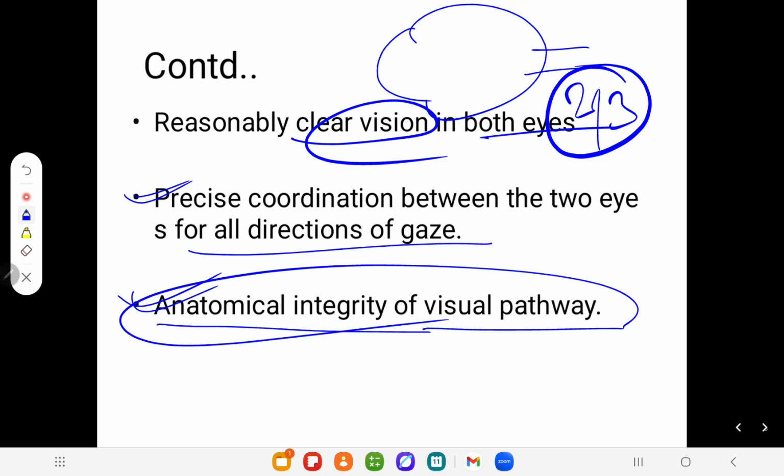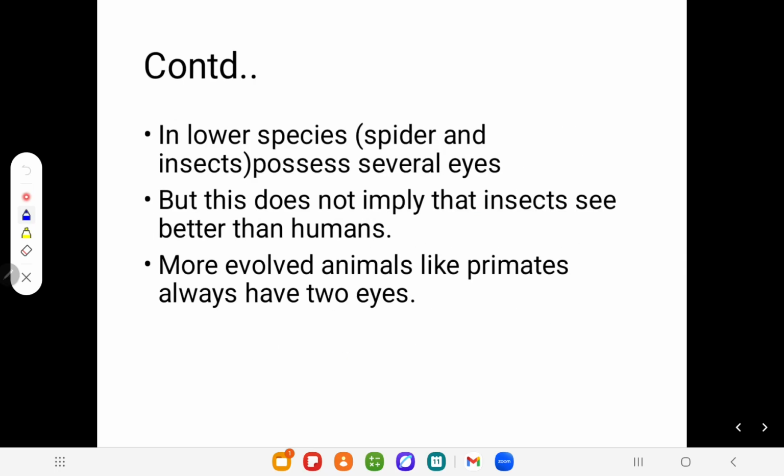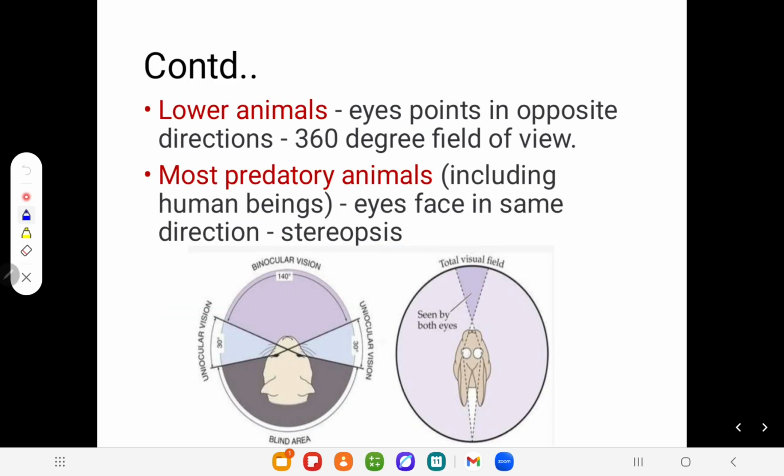So it's crucial. So why do humans have only two eyes, and why not more or less than two eyes? Obviously, okay, let's discuss. The lower species like spiders or insects possess several eyes, isn't it? But that does not imply that insects see better than a human. Obviously, more evolved animals like primates always have two eyes. So why two eyes? Why not multiple eyes?